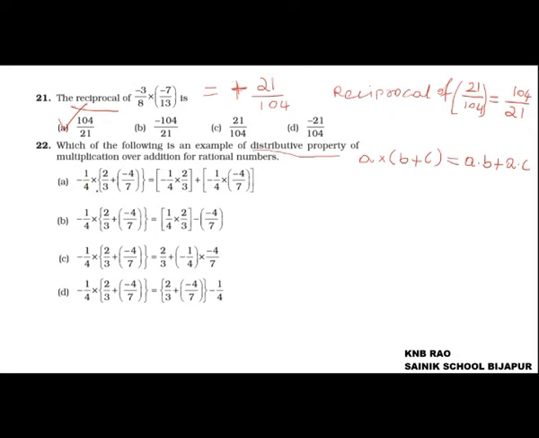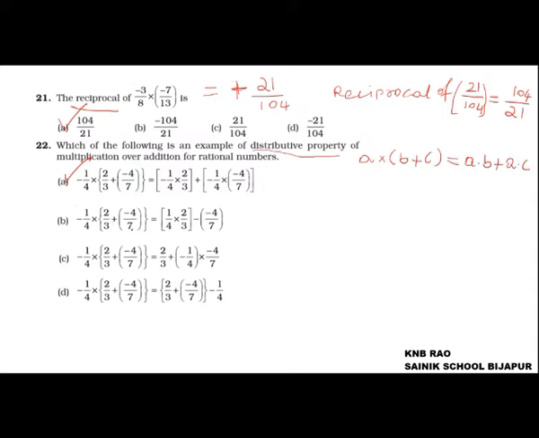Minus 1 by 4 multiplied to 2 by 3 plus minus 4 by 7 is equal to minus 1 by 4 into 2 by 3 plus minus 1 by 4 into minus 4 by 7. Next, this is certainly suiting.